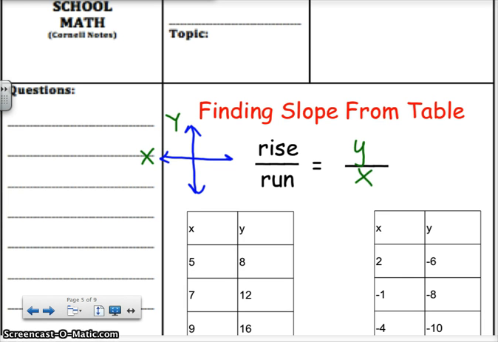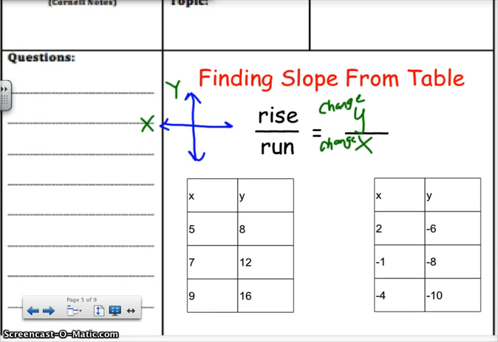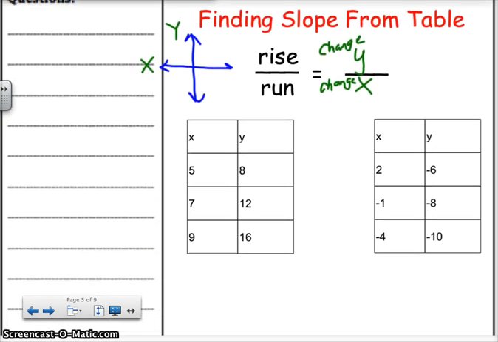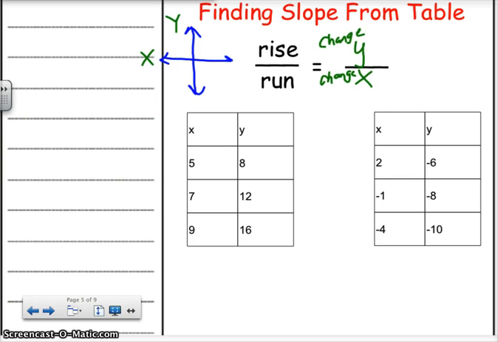Y over x. When I talk about rising, to determine how much you rose, you took a difference. So it's really the change in y over the change in x. How did y change? How did x change? So here, I look at my y's. Again, I want y over x, how my y changes over how my x changes. So I need to determine how did my y change. What did I do to 8 to get to 12?